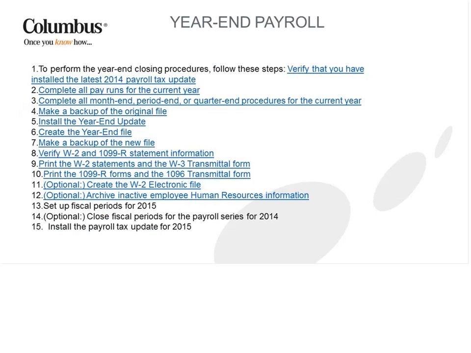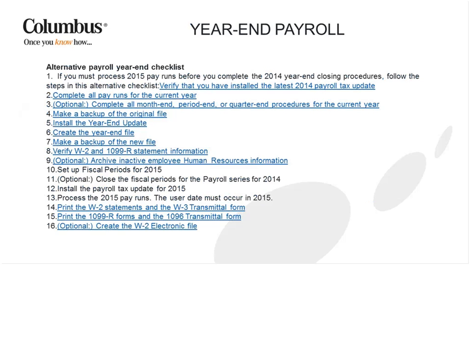In the KB article on GP for payroll, this is the first way. This is your normal steps. The second part is an alternative payroll year-end checklist, and what this does is give you the ability to process that next payroll. It's the first thing they say: if you must process the 2015 payroll run before you complete the 2014 year-end closing procedures, then here are the steps you need to take. The biggest difference between the two is that in the first one, you are actually printing the W-2s, making sure they're right, and submitting those.